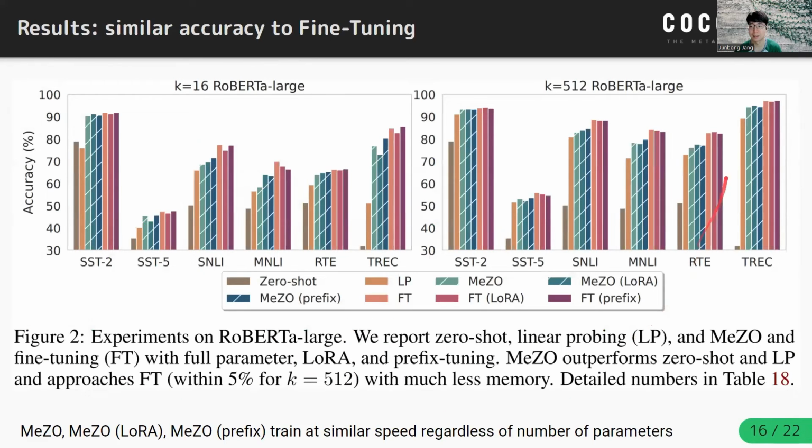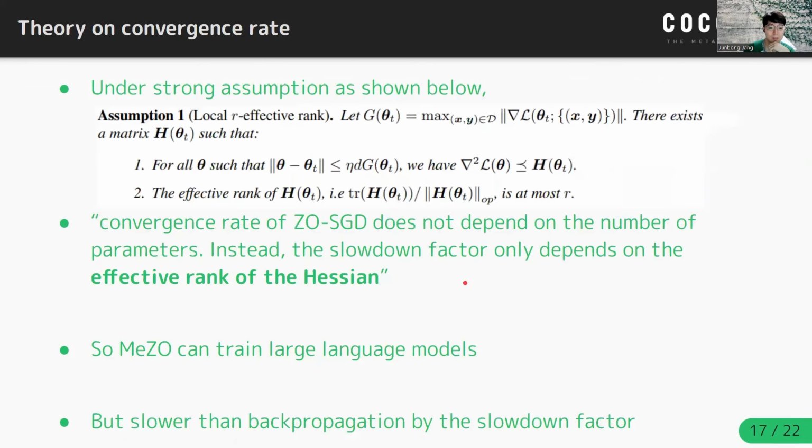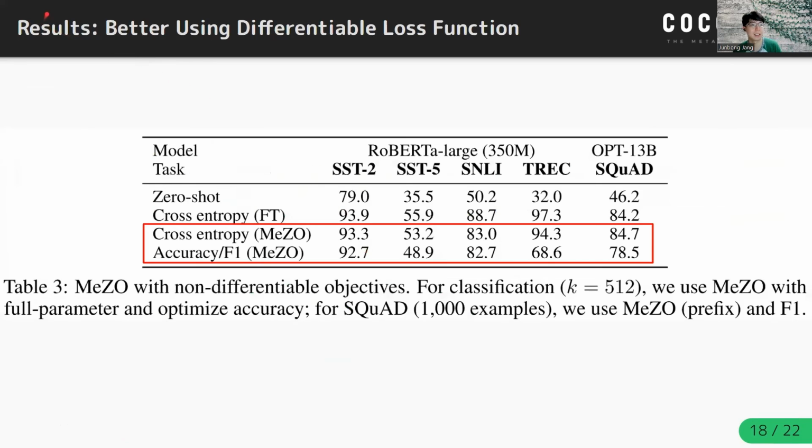So I would say just choose prefix or LoRA or just simple MeZO based on how high the accuracy is, instead of worrying about their size, number of parameters, trainable parameters. So that's one good thing. And here's the result on training with a non-differentiable loss function. You can see that it's actually better to use a differentiable loss function, which is cross entropy. But it's interesting that we can still use accuracy or F1 as a training loss.